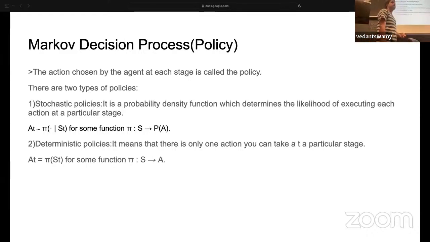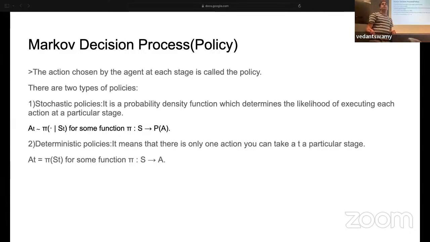So like I said, I've been talking about policy a lot. Let's try and understand what exactly a policy is. The policy is the action that is chosen by the agent at a particular stage. This can be of 2 types. It can be either stochastic or it can be deterministic. In the case of a deterministic policy, at each particular stage, there's only one possible action that the agent needs to take. And therefore, it's just a function from the state space to the action space.